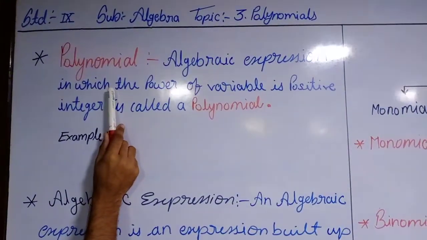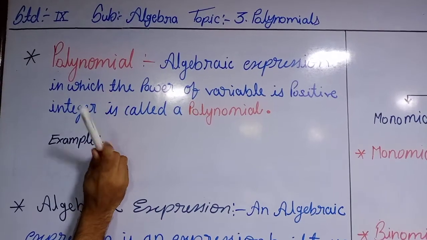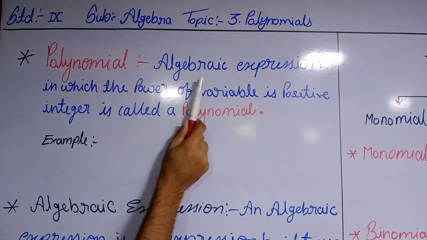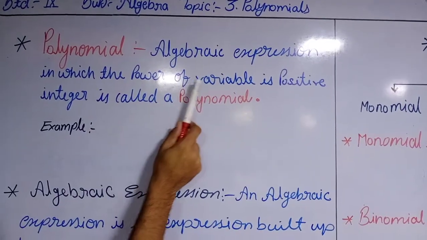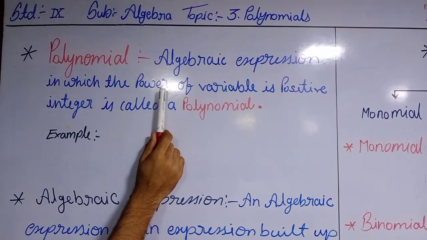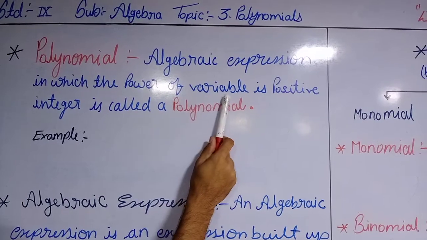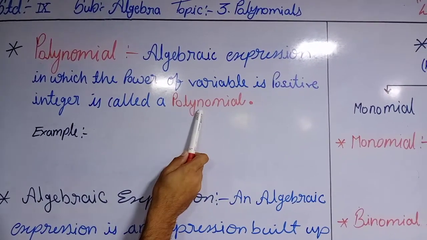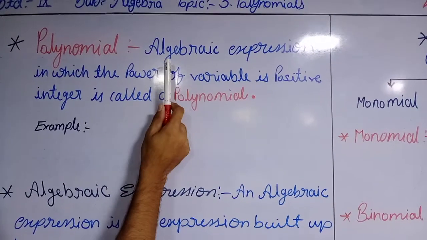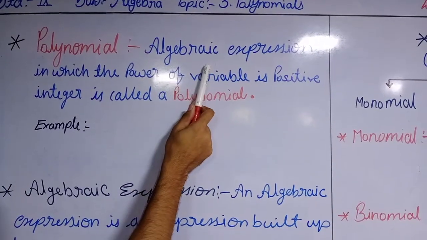Here we have the definition, or we can say the meaning, of polynomial. An algebraic expression in which the power of the variable, power meaning the index, is a positive integer is called a polynomial. Before we go ahead, let's think about the algebraic expression.